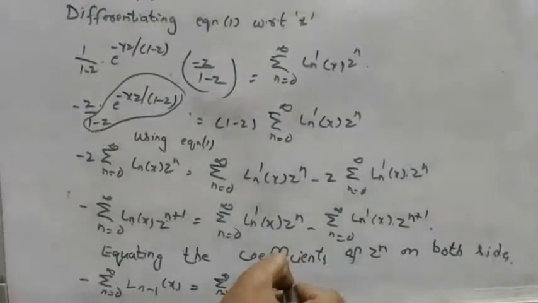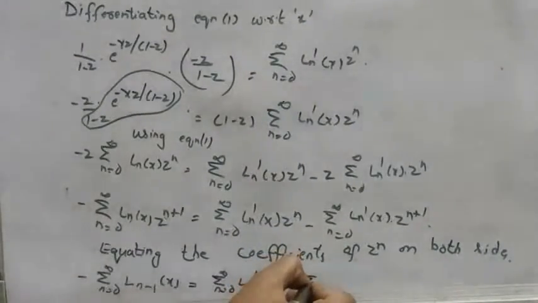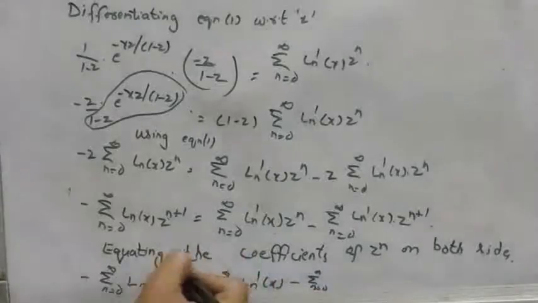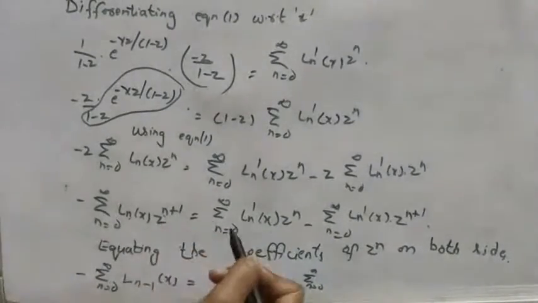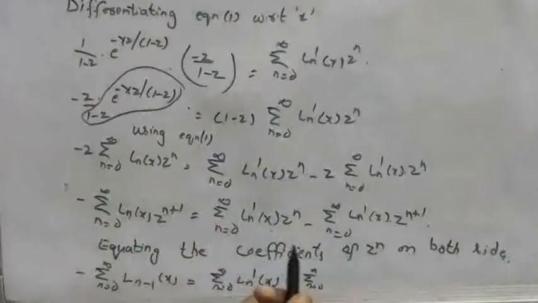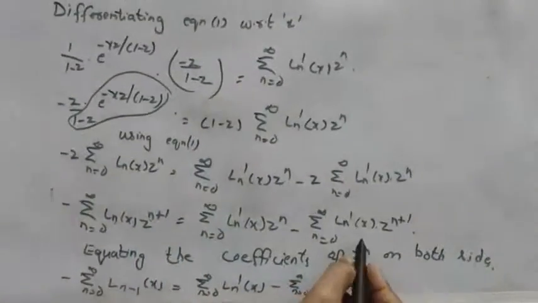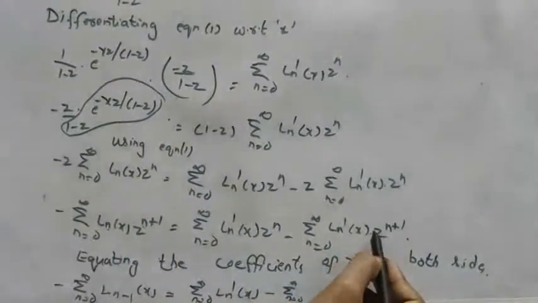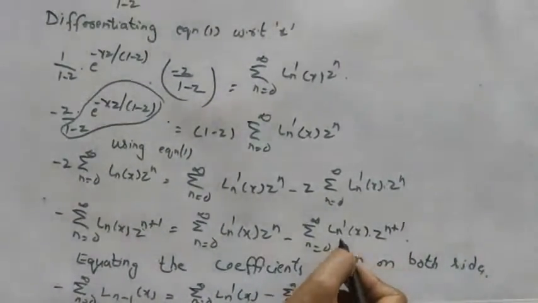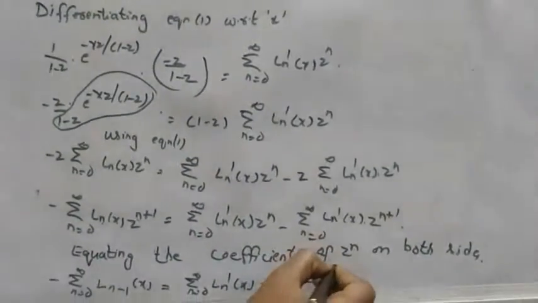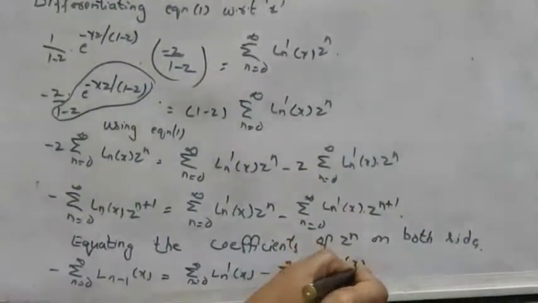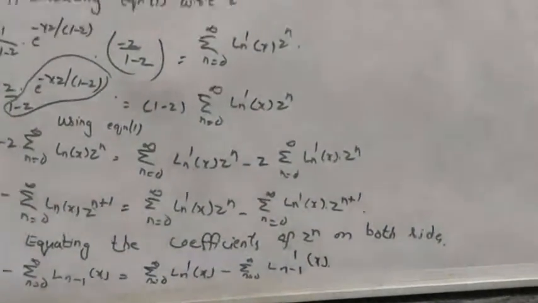Next here also minus summation n is equal to 0. If you consider the summation, or if you don't consider the summation also, no problem. Anyhow, we are going to remove it for the next step. Now z power n plus 1 is there. So wherever n is there, you write down n minus 1. So Ln minus 1 dash of x.